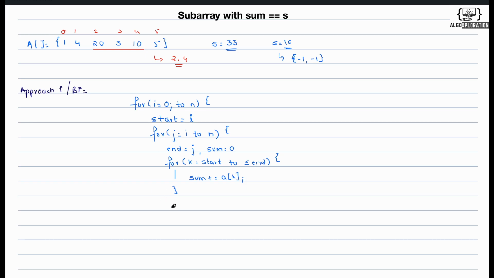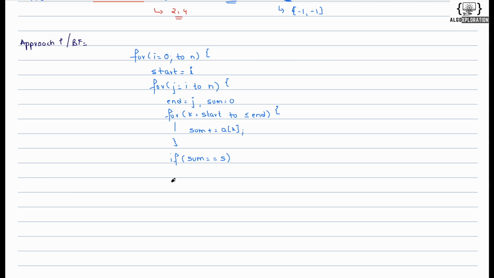Now here we are going to check if sum is equals to s or not. If the sum is equals to s, then we found a subarray whose sum is equals to s. So just return new int array. Here we are going to pass start and end. That's it.